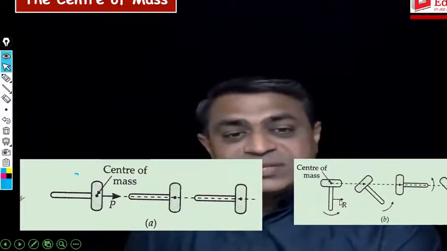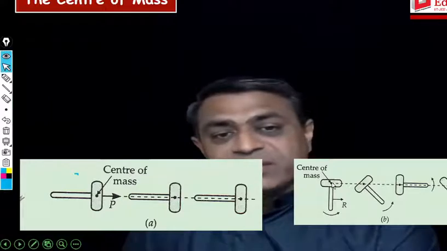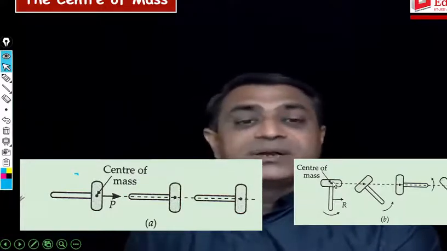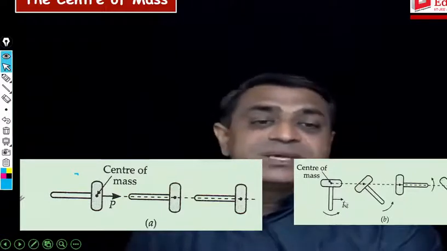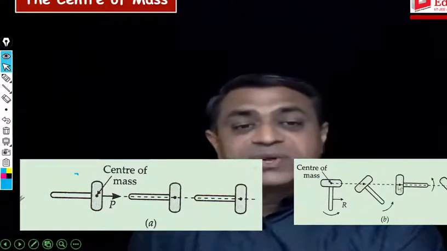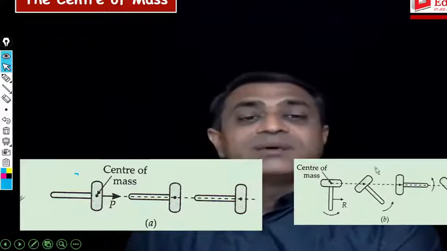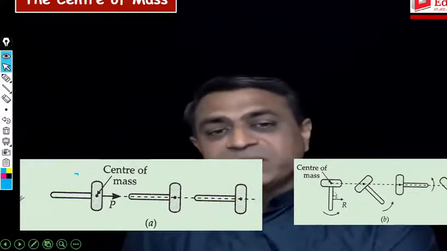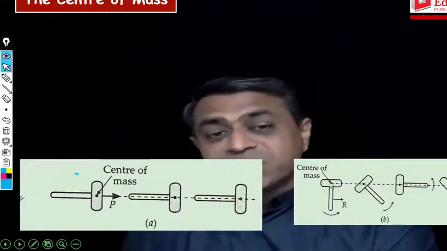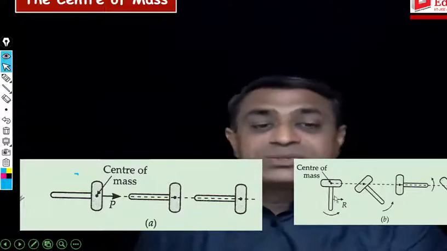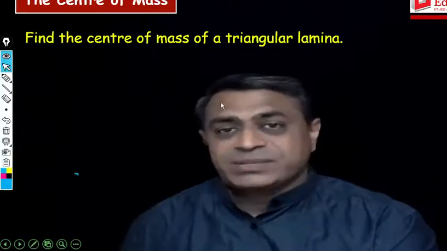But if the line of action of force is not passing through the center of mass, then this force will create rotational motion. So the condition for rotational motion is that the force must not pass through the center of mass.